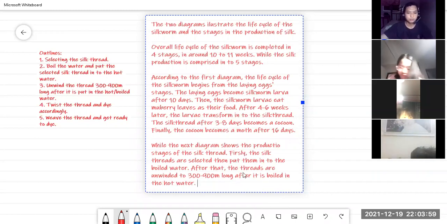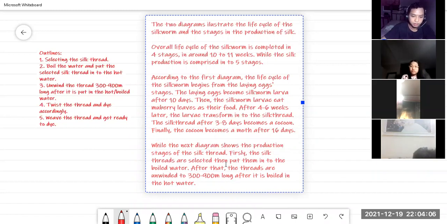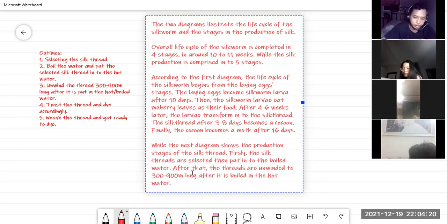While the next diagram shows the production stages of the silk thread. Firstly, the silk threads are selected, then put into the boiled water. After that, the threads are unwinded to 300 to 900 meters long after it is boiled in the hot water.